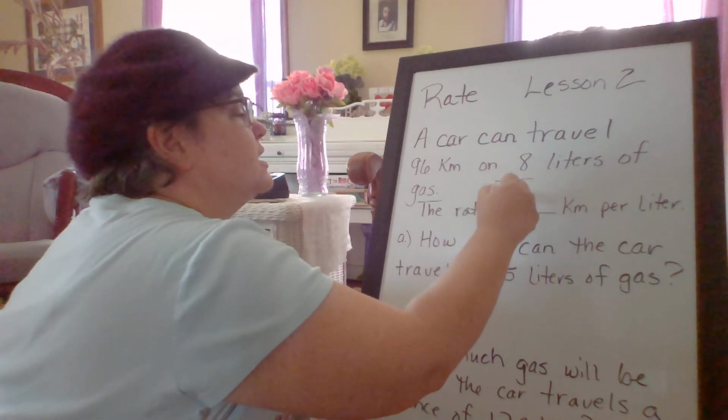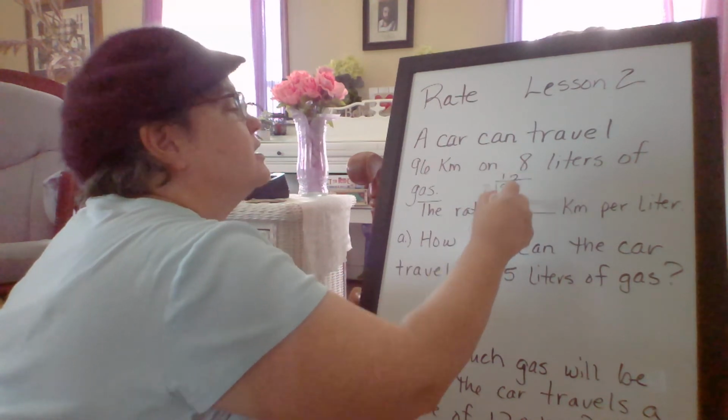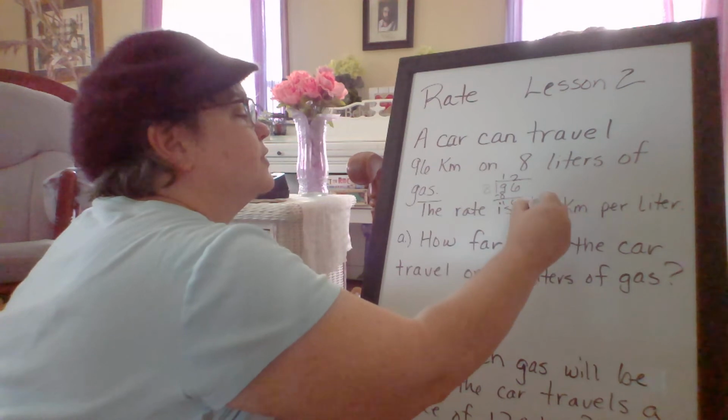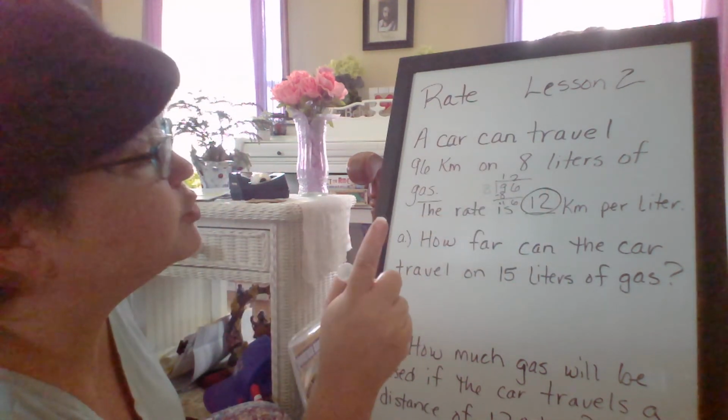So 8 into 96 is going to be 12. Okay. So the rate is 12 kilometers per liter.